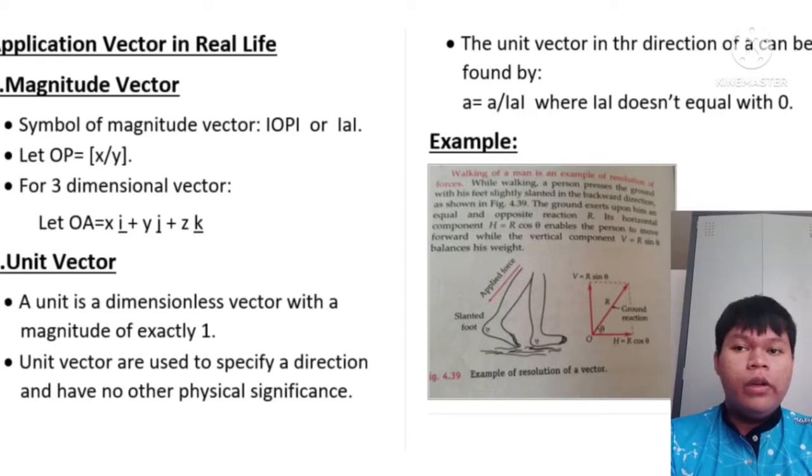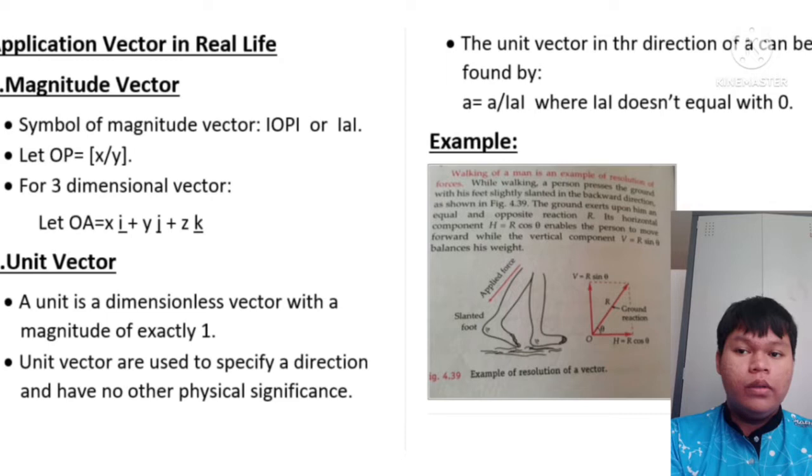Application of vectors in real life. A. Magnitude of a vector. Symbol of magnitude of a vector: |OA|, |OP|. Let OP equal x over y. For a three-dimensional vector, let OA equal xi plus yj plus zk.